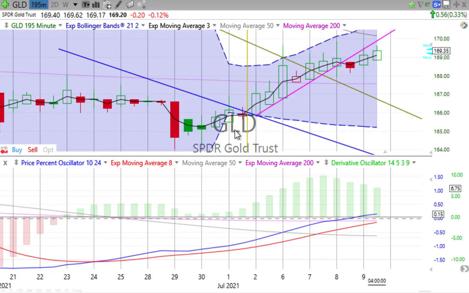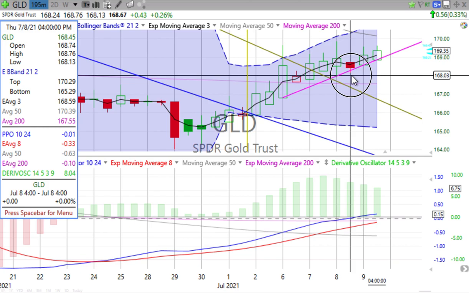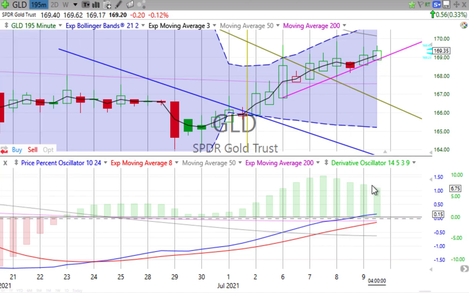Half-day chart. We can see, again, we'll need to redraw this a little bit. Really no way to collect. Well, maybe, there we go. We connected 3 candles. We had a bit of a pullback on Thursday afternoon. And of course, things moving back up on gold on Friday. Derivative oscillator still losing momentum. Price percent oscillator moving up a little bit, still positive. So that's where we are on gold.